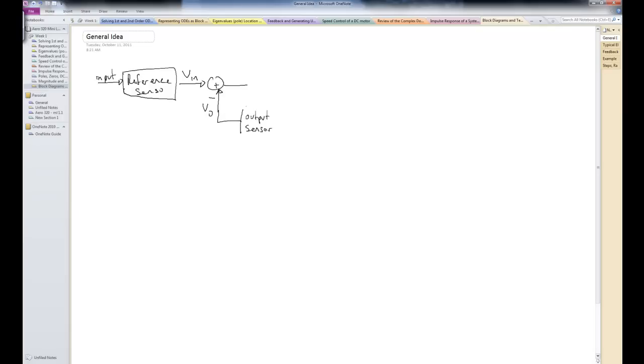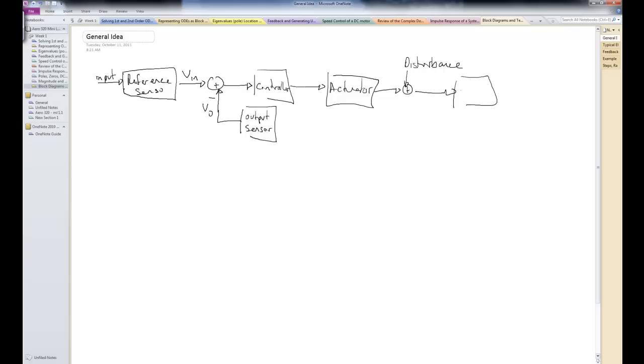typically in the feedback loop, and that would feed into our controller, which then generates the command to some sort of actuator, which could then have a disturbance added into it, which then finally all of that goes into the actual plant. The plant is actuated, and there's some sort of output generated, and that's the thing that gets measured in our output sensor.